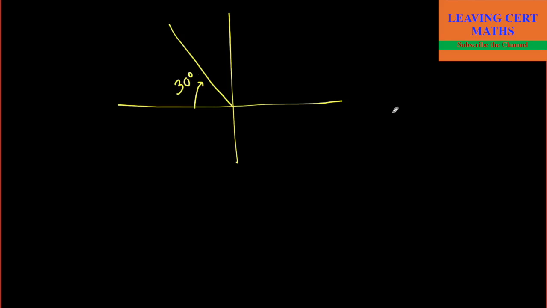Now you have to find sine 150 degree. So first you will make 150 degree here. Is that okay? And always our calculation will start from the positive x-axis. Now where does 150 degrees lie? In the second quadrant?